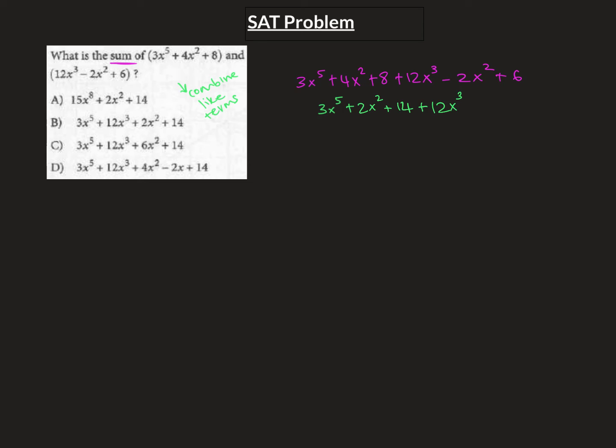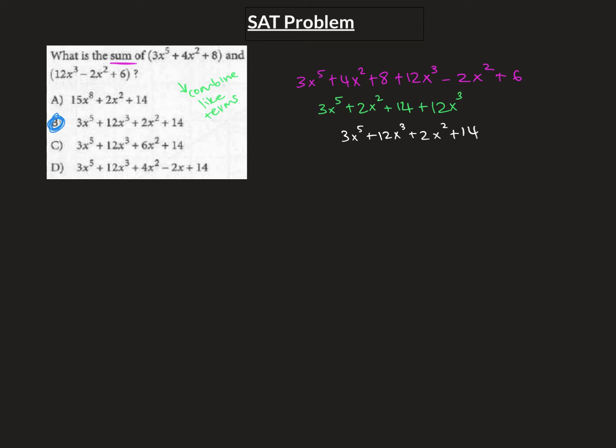So our final answer is 3x to the power of 5 plus 12x cubed plus 2x squared plus 14. And that is answer choice B. So this is our answer choice.